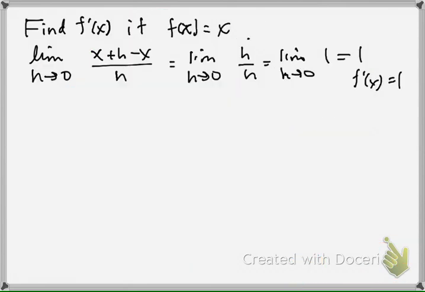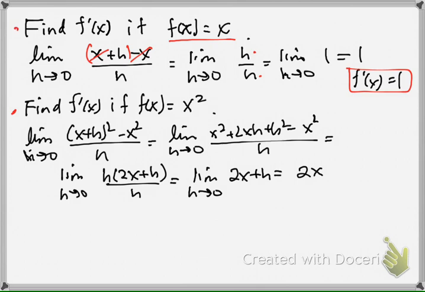For the next few examples, we're going to look at a couple of examples of looking for the derivative. In this problem, we're going to let f of x equal x. If I take the limit as h approaches 0 of x plus h minus f of x, which is just x, all over h, my x's cancel. I'm left with h over h, which is the limit of a constant, which is a constant. So here is my derivative.